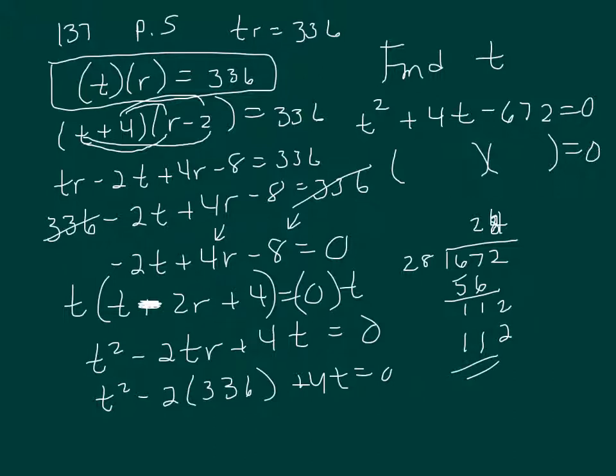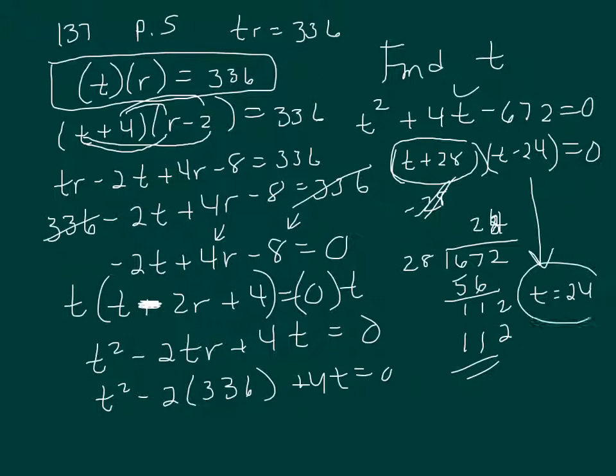So that's going to be T plus 28 and T minus 24. And that gives you a 4T. Of course, when you set T plus 28 equal to 0, you're going to get negative 28, and that's not possible. But when you set T minus 24 equal to 0, that's going to give you T equals 24. So that's your answer.